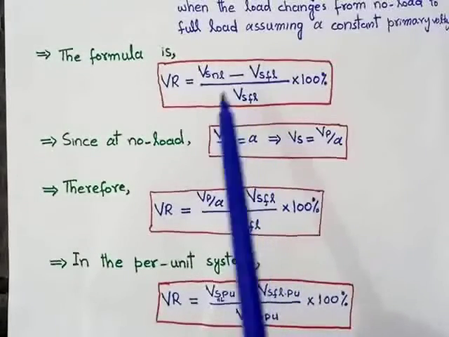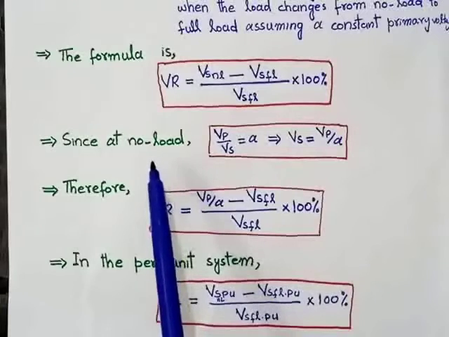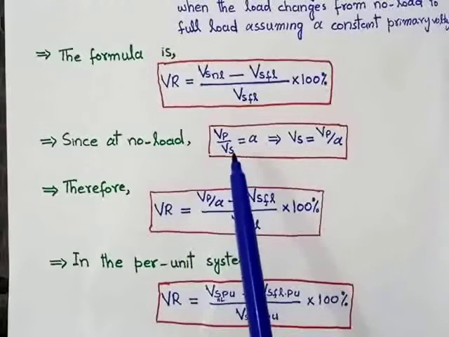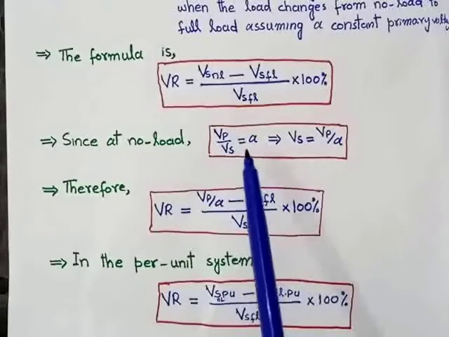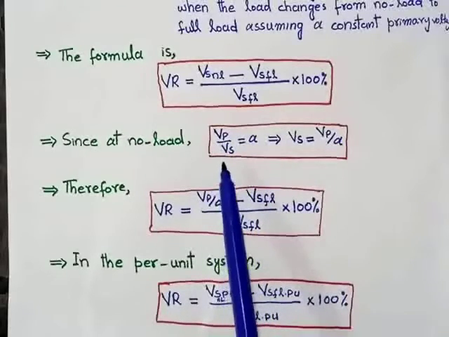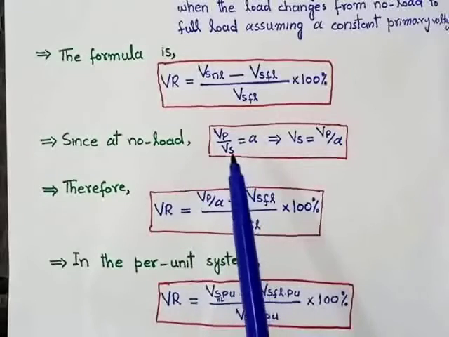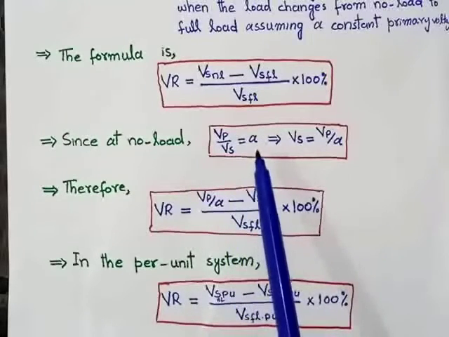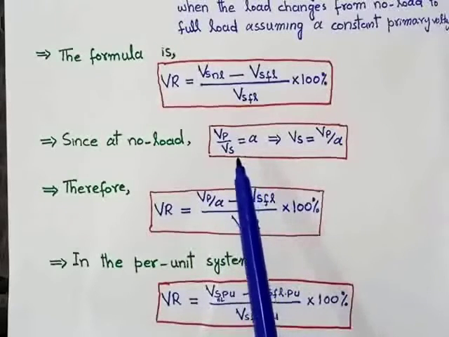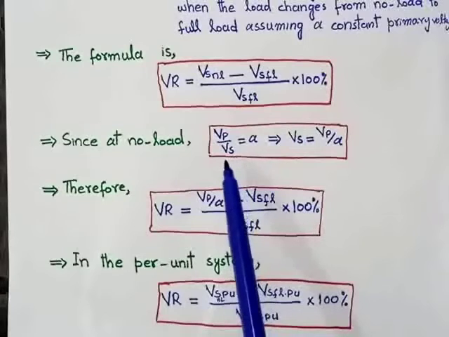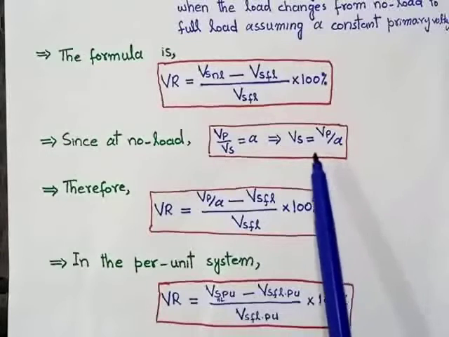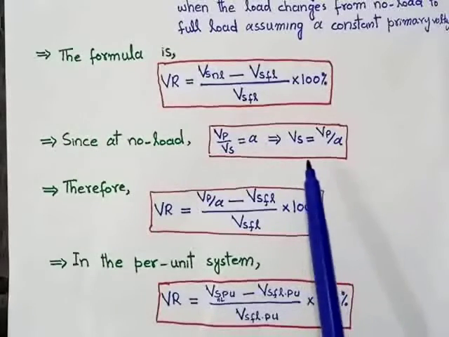So as we know, in case of no load, primary voltage divided by secondary voltage is equal to A. A means turn ratio. A is basically equal to NP over NS or VP over VS. So in case of no load, VP over VS will be equal to A. These values are in case of no load. After the cross multiplication, the value of the secondary voltage will be equal to VP over A. This is the secondary voltage at no load condition.